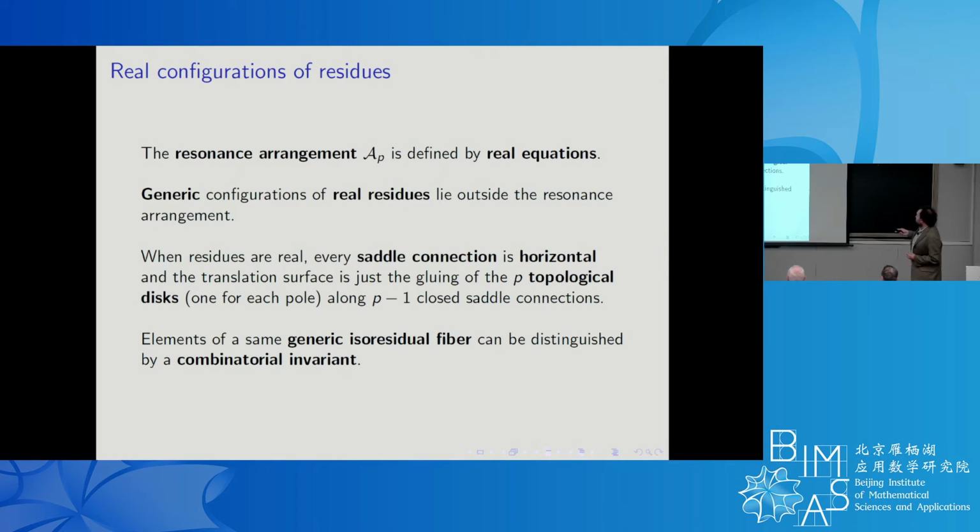When residues are real, the periods of the saddle connections are real, and so every saddle connection is horizontal. Since every saddle connection is horizontal, they cannot cross each other and decompose the surface especially nicely. It's quite easy to prove that the translation surface corresponding to a differential with only real residues is just the gluing of p topological disks, one around each pole, along p minus 1 closed saddle connections. So elements of the same generic isoresidual fiber will be distinguished by a combinatorial invariant that is essentially the embedded graph in our surface corresponding to the saddle connections. And this is really given by the flat metric. It is given by the geometric structure induced by the differential.